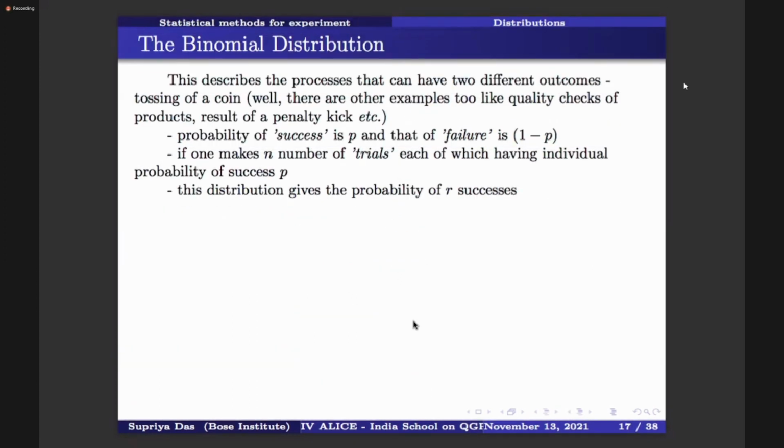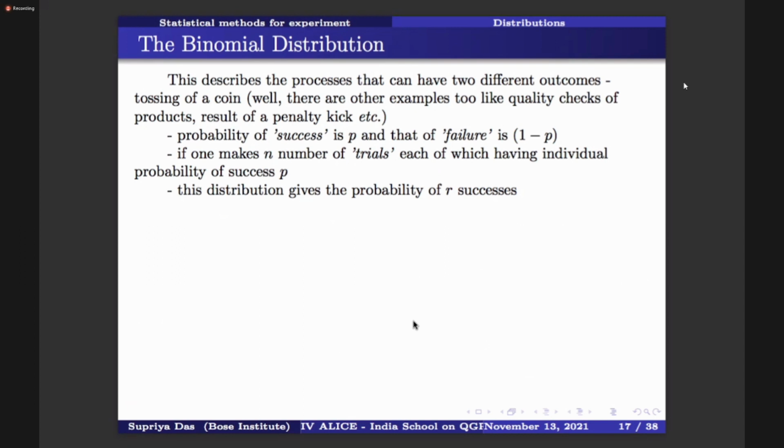Now, with this introduction, we come to the real theoretical distributions. Once again, there are two types of distributions. One is discrete distribution, so to say, which deals with discrete numbers. And the other type is called continuous distribution, which deals with very small numbers, very closely apart numbers.